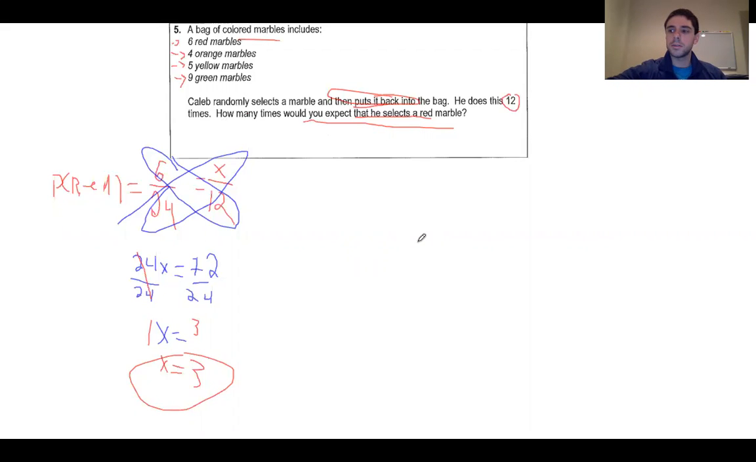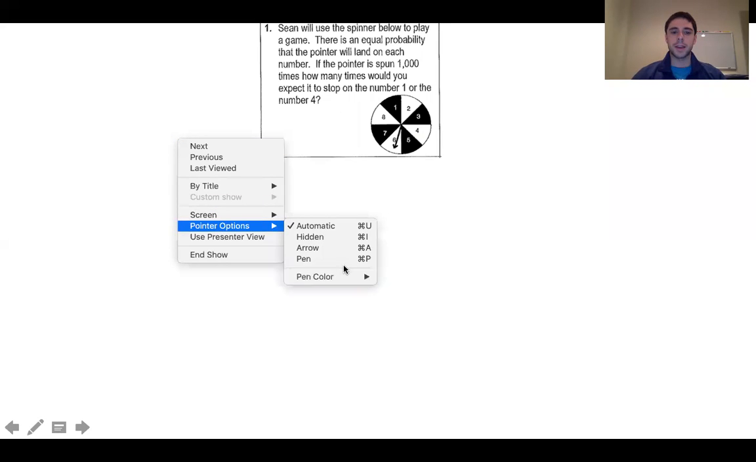Alrighty, amazing. So let's hop on to the next question. We're going to do page 6 of our packet. Now we're looking at page 6 of our packet. We're doing question number 1 on page 6.